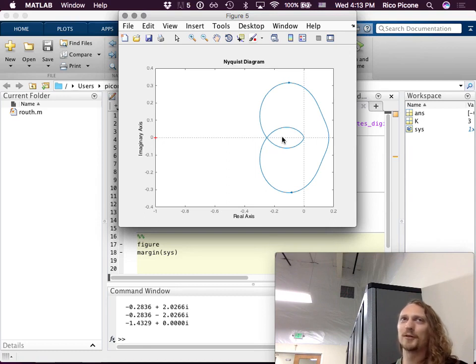So the Nyquist plot is a little bit more powerful, I guess, to use. It tells you more information.